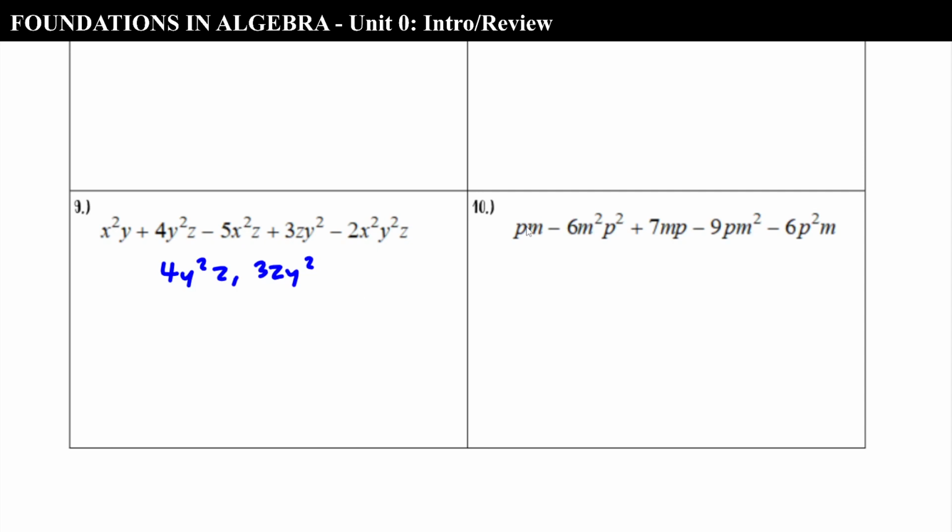For number 10, we have a PM here. We have an MP, which is the same as PM, so we can say PM and 7MP. Here we have the m squared p squared. Nothing else has an m squared p squared. Here we have a pm squared. Nothing else has a pm squared. And this is p squared m. So these are our two like terms that can be combined. Nothing else can be combined.